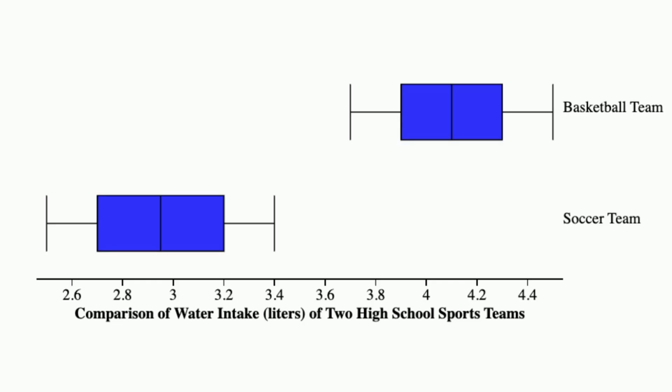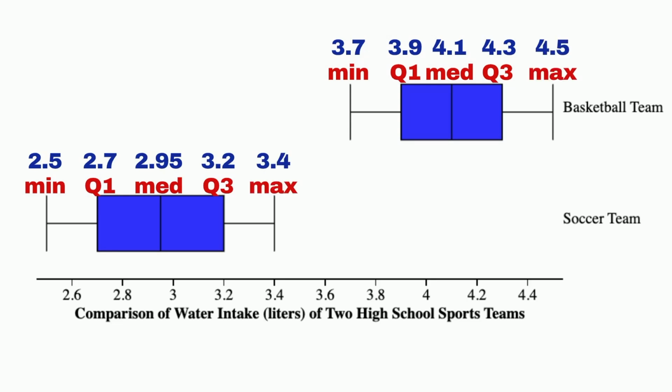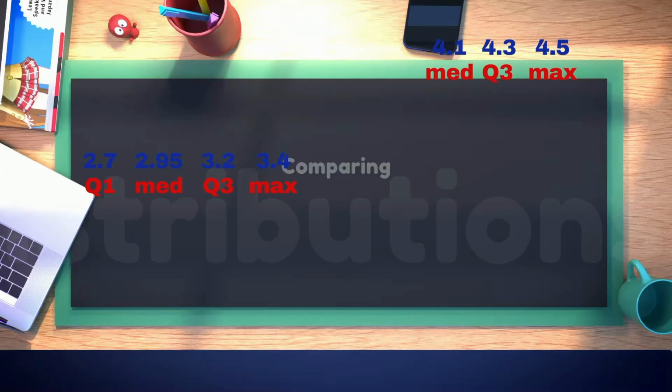So then we can easily create our side-by-side box plots. Remember that we need our 5-number summary. In this case, you can see that neither one has outliers. So our lower values are our minimums. The lower end of our box is Q1. The middle line of our box is our median, and the upper line is our Q3. And then our higher whisker is our respective maximums. Once you get these drawn, then it's easy to compare the distributions.